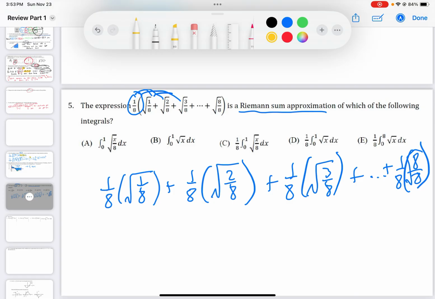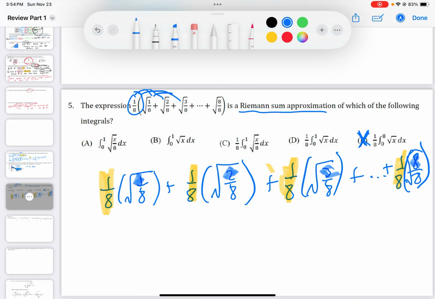So each one of these, this 1/8, that is the width of each one. Because there's 8, it looks like there's 8 of them, right? It starts at 1, then 2, then 3, then 4. Whoops, that's supposed to be a highlighter. So 1, 2, 3, all the way to 8. So there's 8 subintervals, and the width of each rectangle is 1/8. So I think that can make us eliminate E. Although I'm not really liking that all of a sudden.